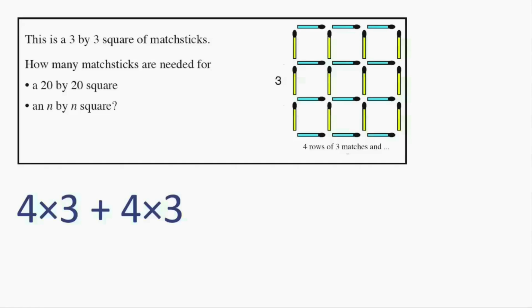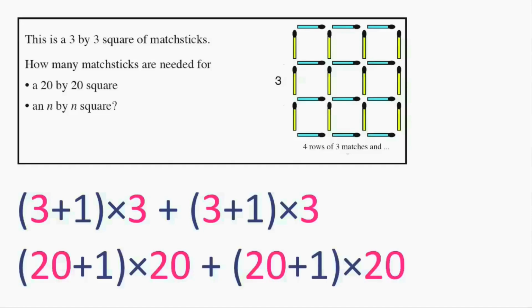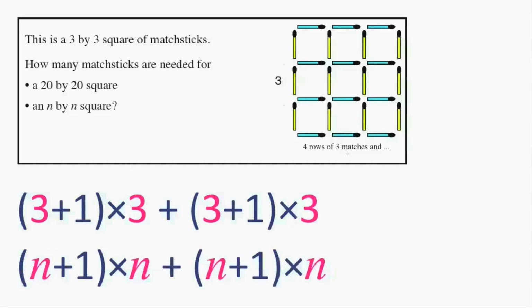Now, the number of matchsticks in each row and column is equal to the side length of the square, in this case 3, and the number of rows and columns is 1 more than the side length, so we can write our expression like this. So if we had, say, a 20 by 20 matchstick square, the number of matchsticks would be this. And for an n by n square, the number would be this, or this.